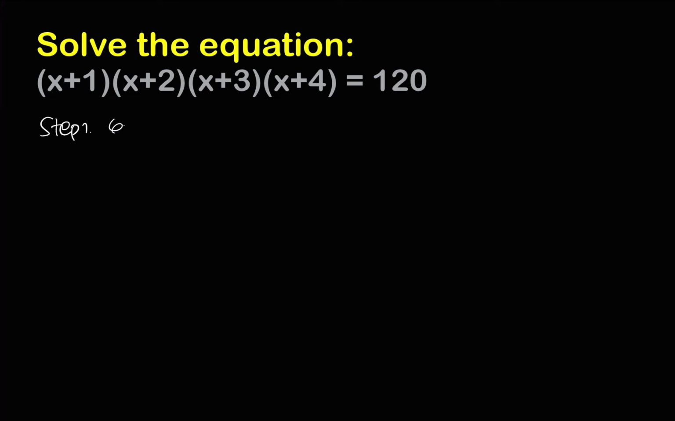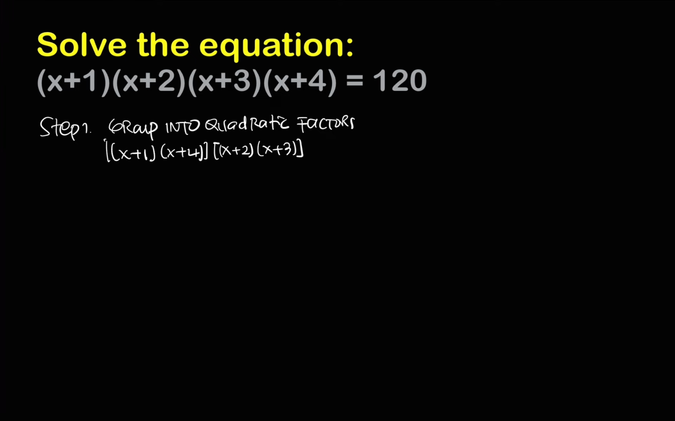we can do that by grouping into quadratic factors. So when you look at your quadratic factors, this is x plus 1, and then you group it to x plus 4. So this is one group. And then the other one is x plus 2, and then x plus 3. So that's equal to 120.